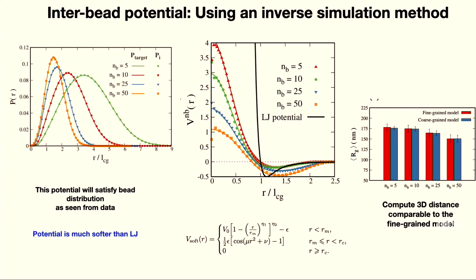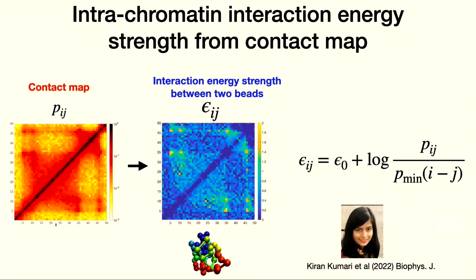So the black is the Lennard-Jones potential, and the interaction potential between two beads of chromatin is much softer than a Lennard-Jones potential. So it has the interaction strength and the softness. So this is the idea. And then if you want to know the strength of the interaction, we can actually predict it from the contact probability. And this is very much like some of those protein ideas.